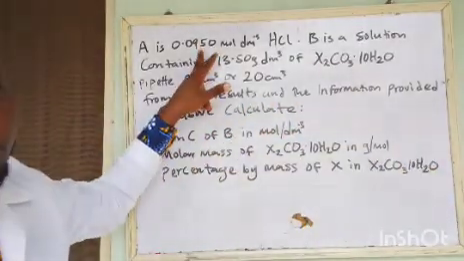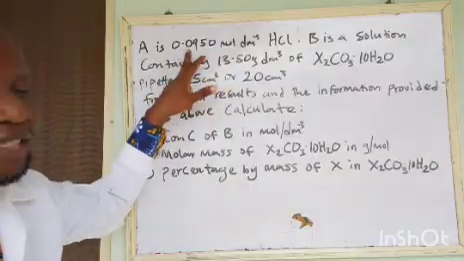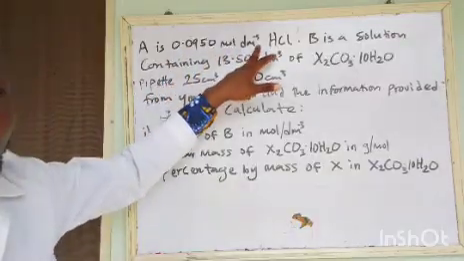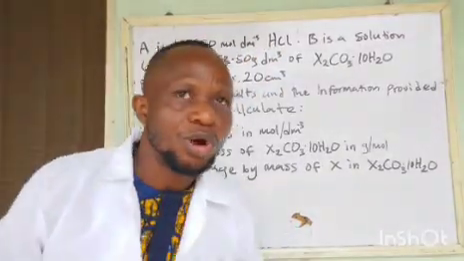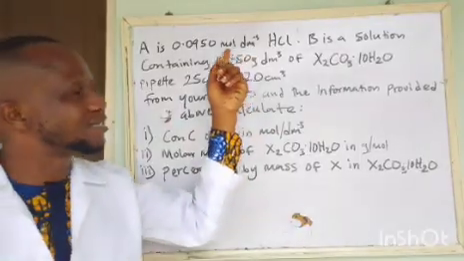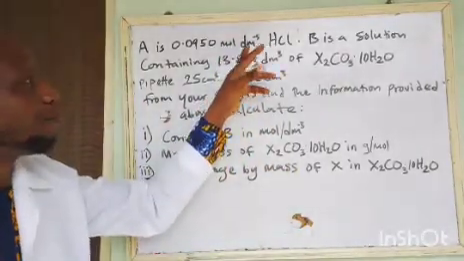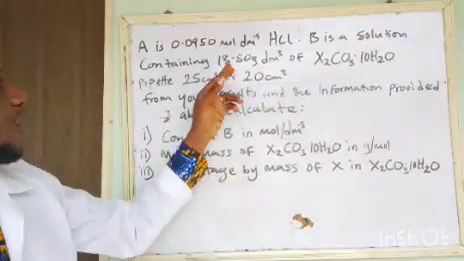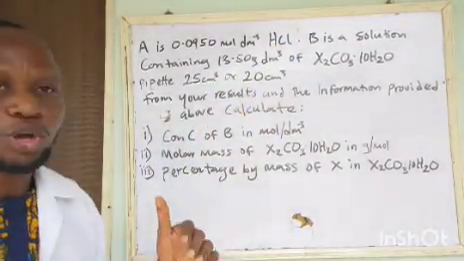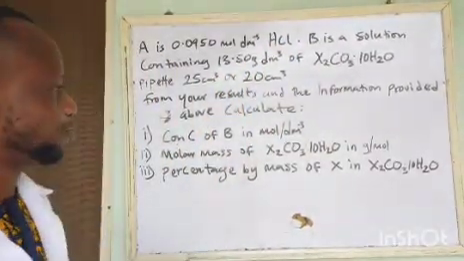Now, these are information: concentration of acid, this is in mole per dm cube. So, you also have to take note of units. Units give you more information. We have mole per dm cube, we have gram per dm cube, we also have gram per mole.